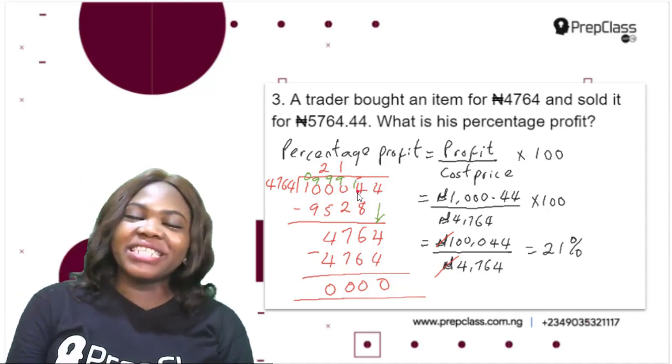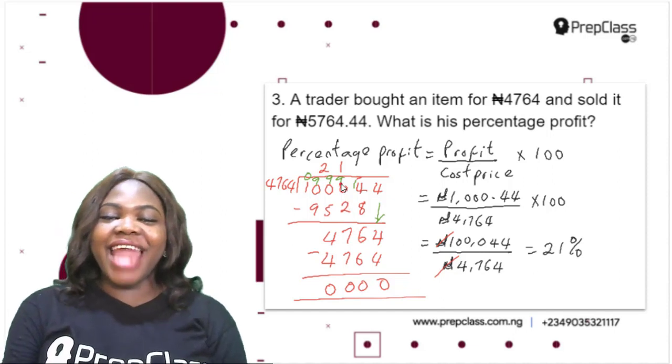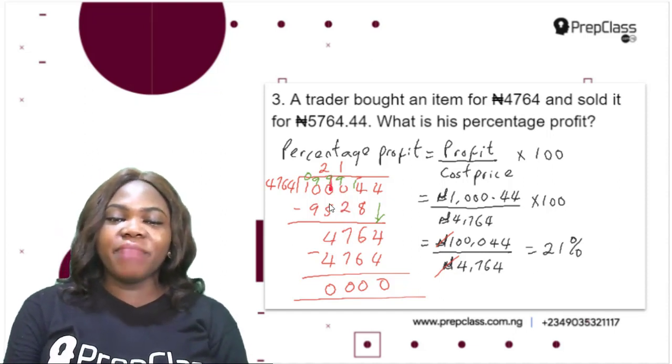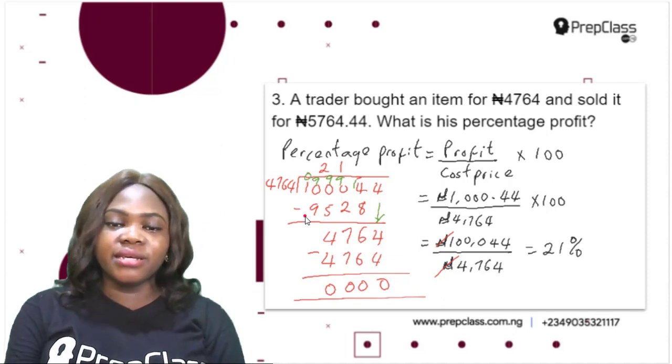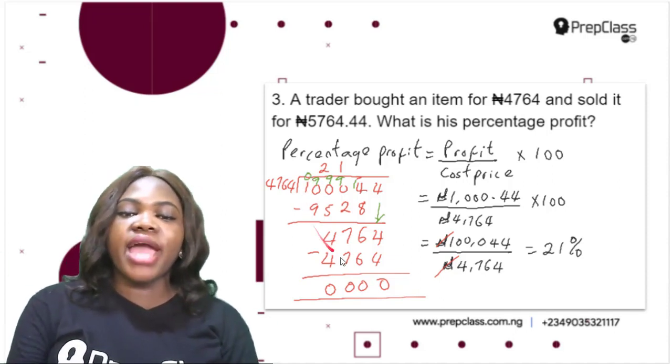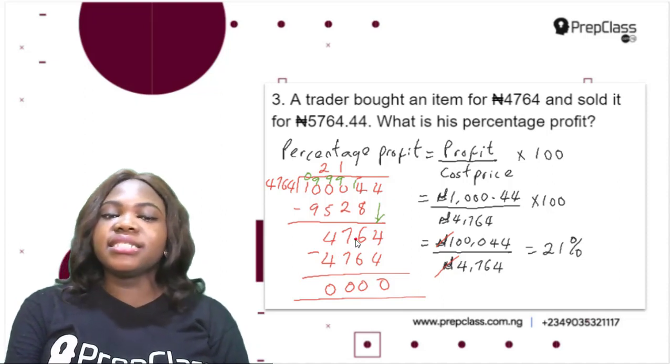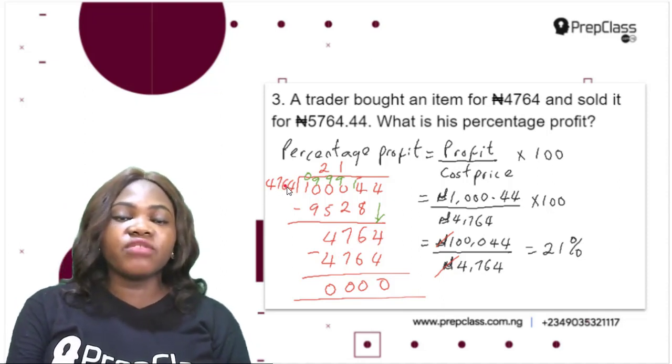Wow. Okay, so 14 minus 8 is 6. Then 9 minus 2 is 7. 9 minus 5 is 4. 9 minus 9 is nothing. 0 minus nothing is nothing. So we don't write it. Now we have 476. This is not divisible by 4,764.